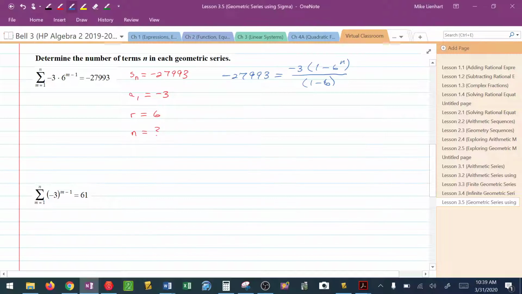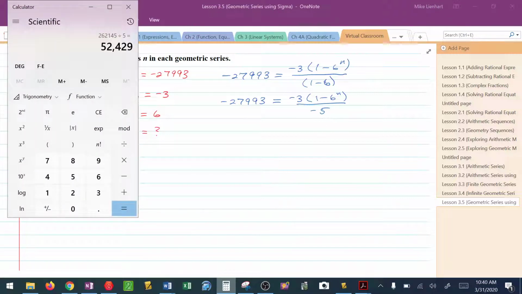All right, so I have to solve this equation for n. Negative 27,993 is equal to negative 3 times 1 minus 6 to the nth over negative 5. Now I'm going to start playing with my calculator. I'm going to take negative 27,993 and multiply it by negative 5. That got rid of that negative 5. Now I'm going to divide it by negative 3. That got rid of the negative 3.